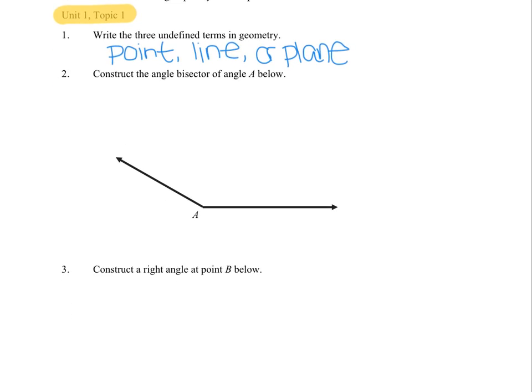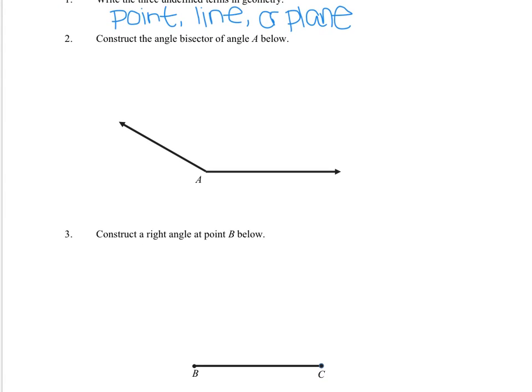Question number 2 asks us to construct the angle bisector of angle A below. Well, with this, I don't actually have a compass, so I'll walk you through the construction, but it will not be accurate. You want to start with finding your vertex. In this case, this is point A. You can take any measurement on your compass and you're going to make an arc. That arc's going to go through both sides of your angle, and then taking another measurement, or the same, it doesn't really matter, you're going to go from each end point.